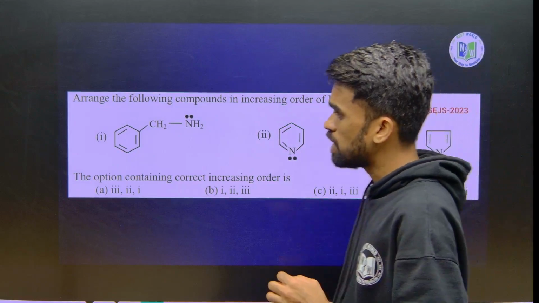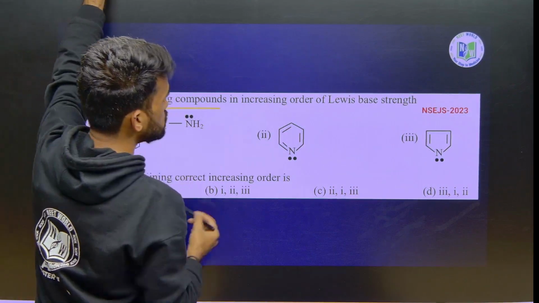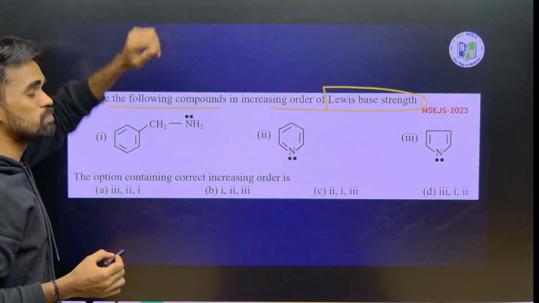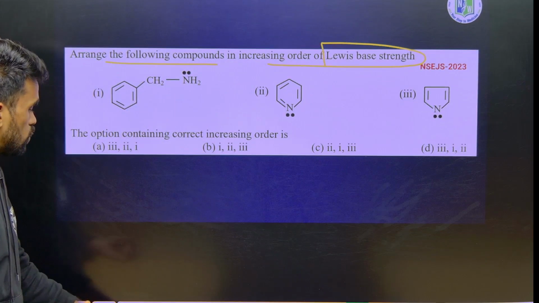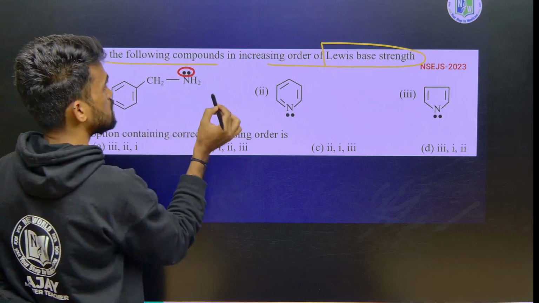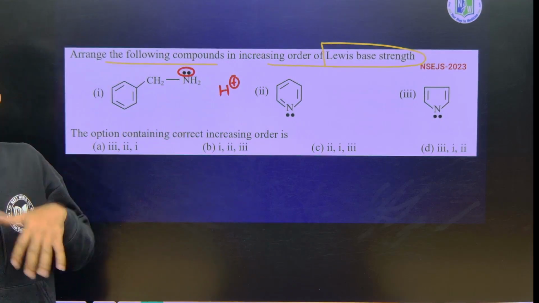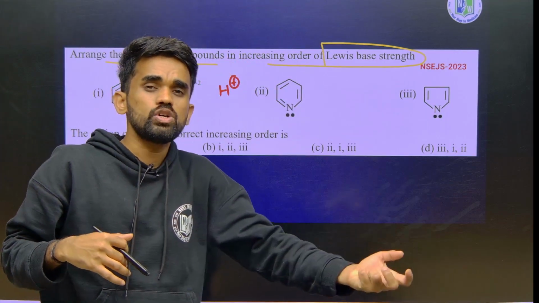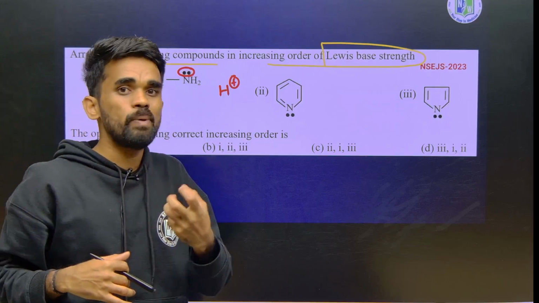Okay, now here is one last question I have for you. Look here. Arrange the following compounds in the increasing order of Lewis basic strength. So which is more basic in nature out of the given three options? Look here, the lone pair electrons here are free to accept the proton. Basic nature means what? They should accept a proton, either they should release the OH minus ion or they should accept a proton. Then I can say that particular compound has more basic nature.